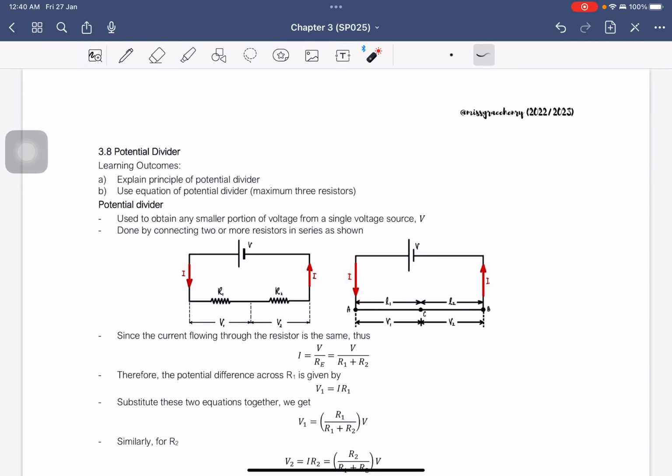Subtopic number 8, which is potential divider. So in this subtopic, you have to be able to explain the principle of potential divider and use the equation of potential divider, maximum 3 resistors only.